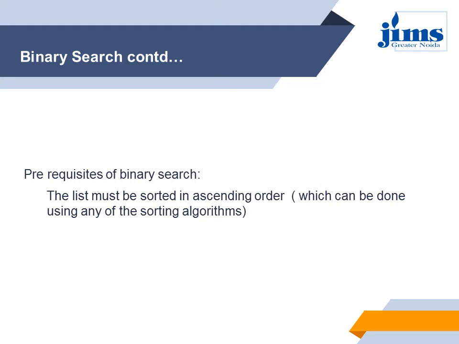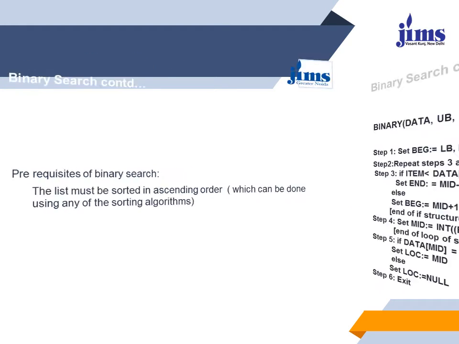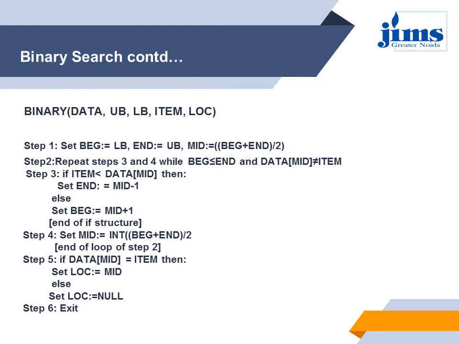The prerequisites include that the list must be sorted in the ascending order, which can be done using any of the sorting techniques. For the search, we set the beginning equal to the lower bound, end equal to the upper bound, and we calculate the mid value as beginning plus end divided by 2. Now we have to repeat steps 3 and 4 until beginning exceeds the end or we get the data item at the mid value.